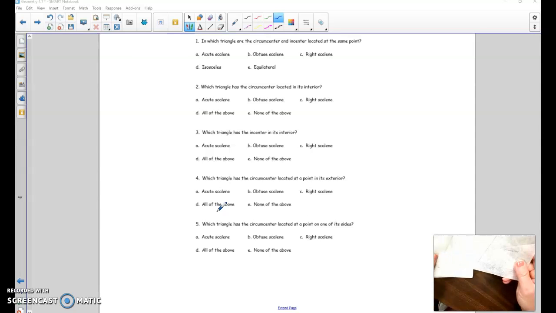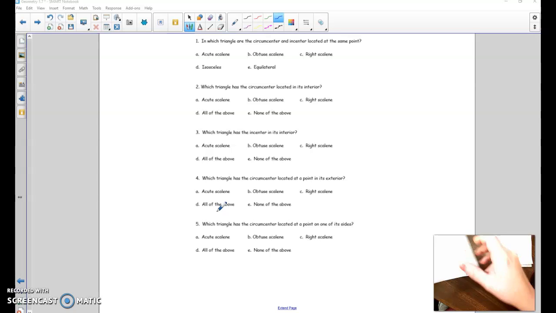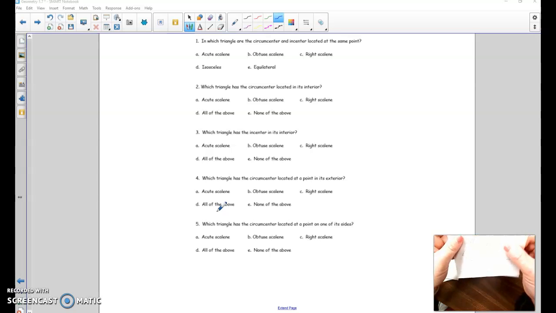the same point? So if you have your two isosceles and you stack them on top of each other, matching up your tracings, you can see the circumcenter is here, and you may not be able to see that my incenter is there. So it is not the isosceles triangle that has them in the same place. Next, I have my equilateral triangles. If I stack these on top of one another, triangle on top of triangle, my circumcenter and my incenter are exactly the same point. So for number one, you should have circled E, equilateral triangle. The circumcenter and the incenter are exactly the same point.